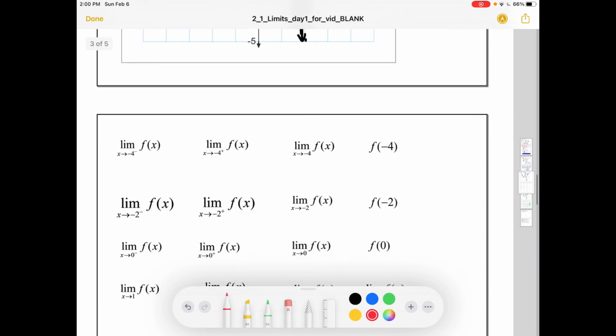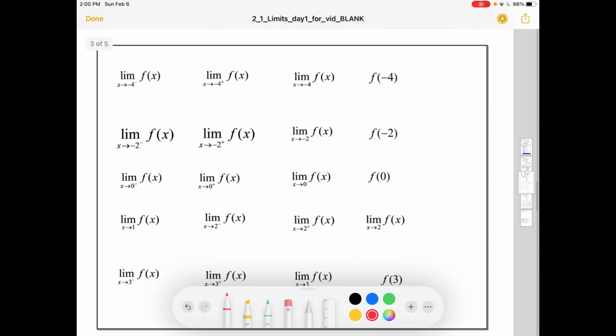And we're back. If you feel comfortable with this stuff, you could skip ahead. I'm going to go through each of these.